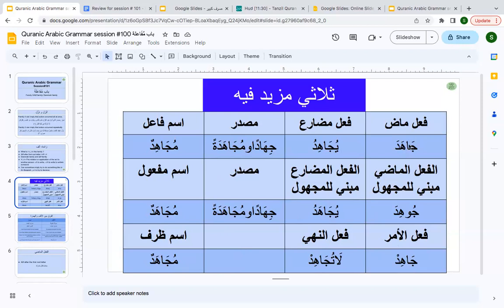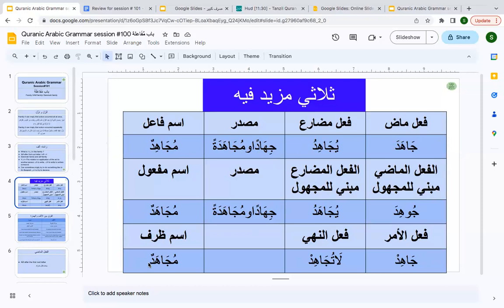Where are we seeing our alifs? Everywhere you are seeing alif after the first root letter. Except for, in masdar, you are seeing one masdar where one alif is after the second root letter, but focus on your fail madin, fail mudari, ism fa'il, the passive past tense, the passive present tense, and ism maf'ool, and the command form, the prohibition form, and ism zarf.